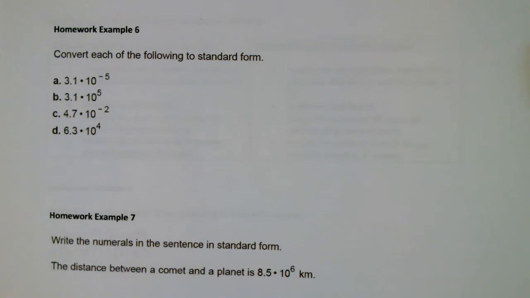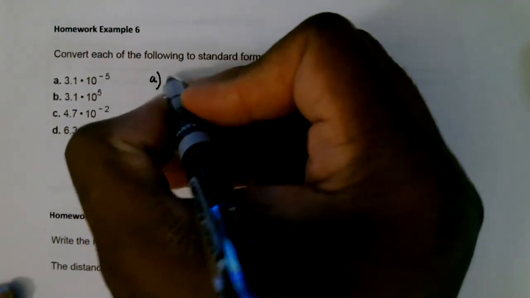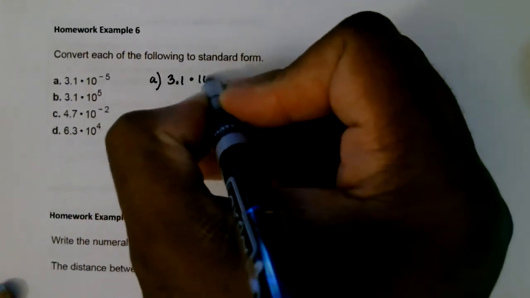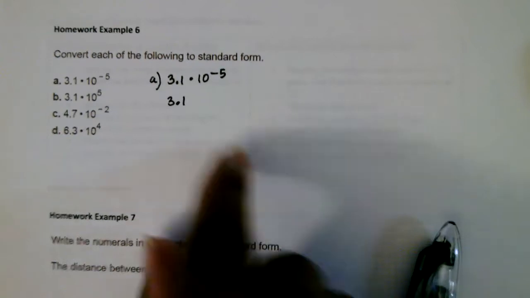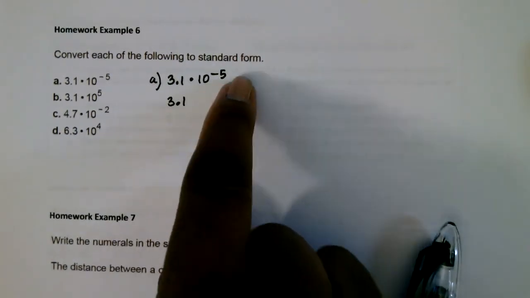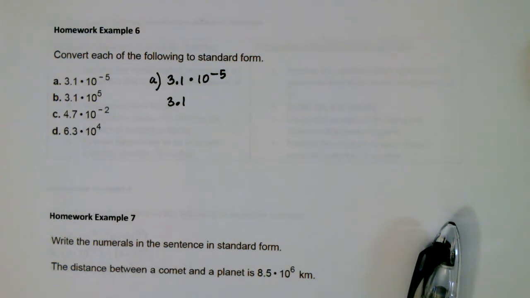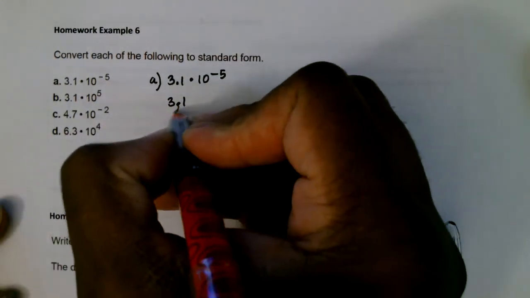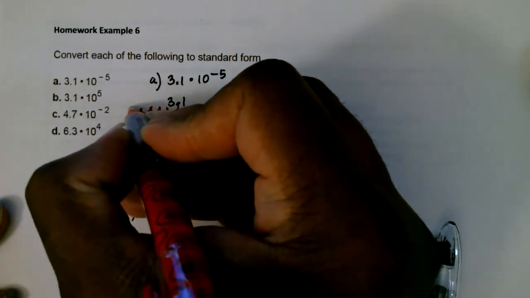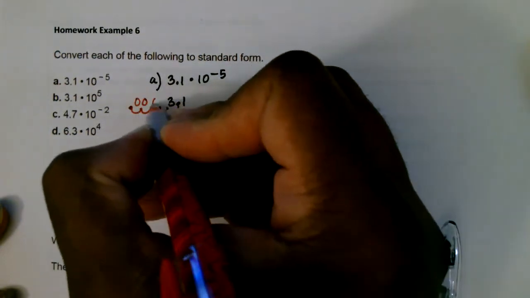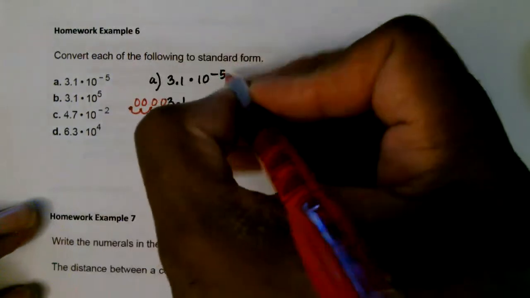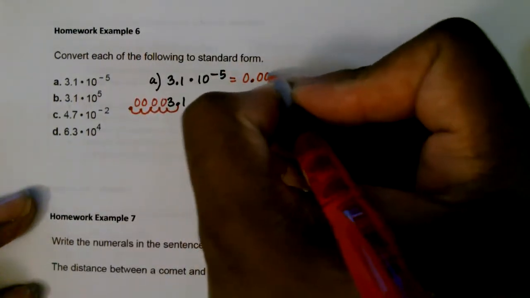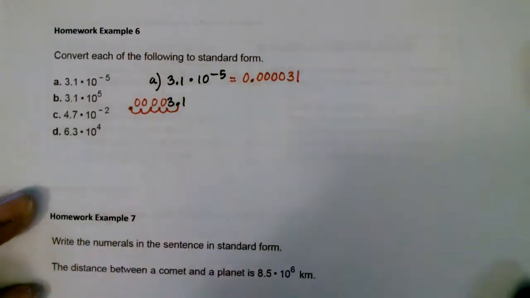Okay, so for part A, we got 3.1 times 10 to the negative 5th power. So now, in 3.1, the power of 10 is negative. It's a negative 5, so that tells me I need to move that decimal point 1, 2, 3, 4, 5 places. That will mean I need to put 4 zeros in front of the 3 and the 1. So 3.1 times 10 to the negative 5th would be 0.0000031.